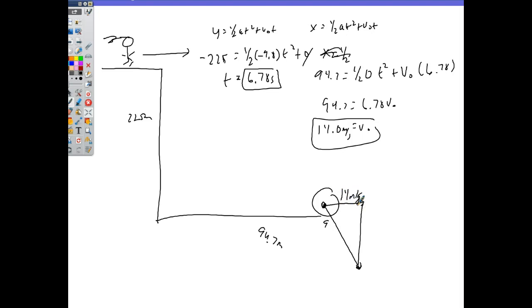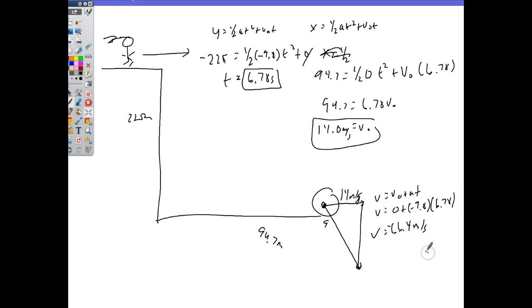So I do 6.78 seconds, v equals V naught plus AT. Final velocity is what I'm looking for. Initial velocity in the y direction would be 0. Acceleration in the y direction? Negative 9.8. How much time? 6.78. So the velocity in that direction would be negative 66.4.